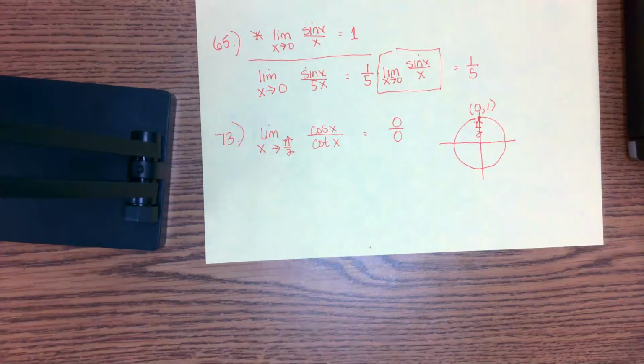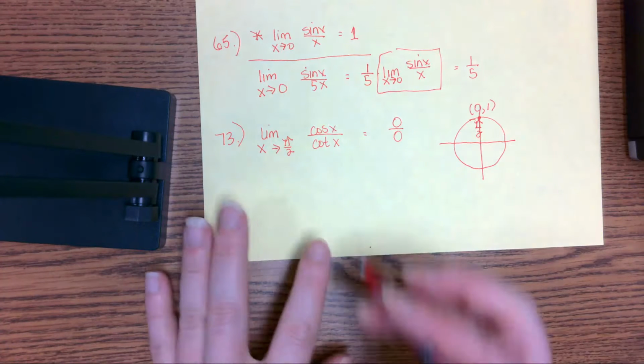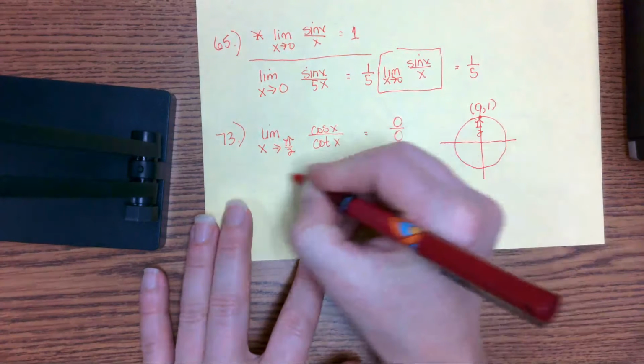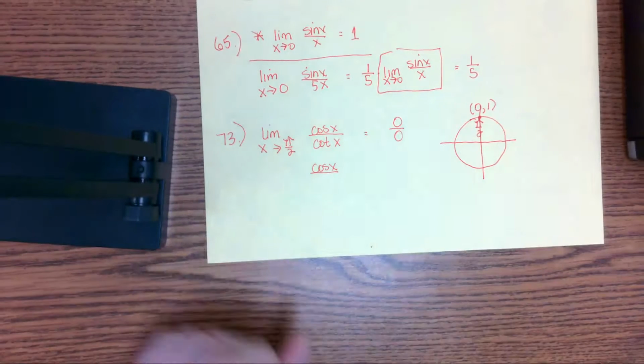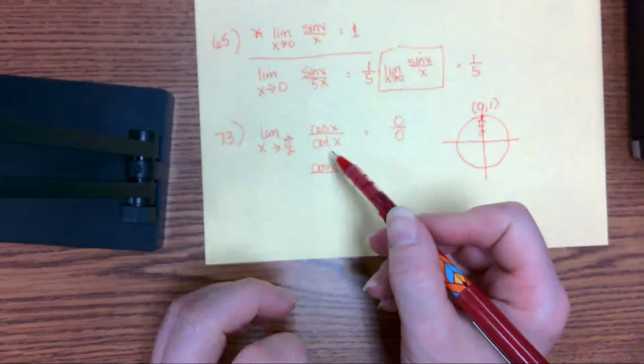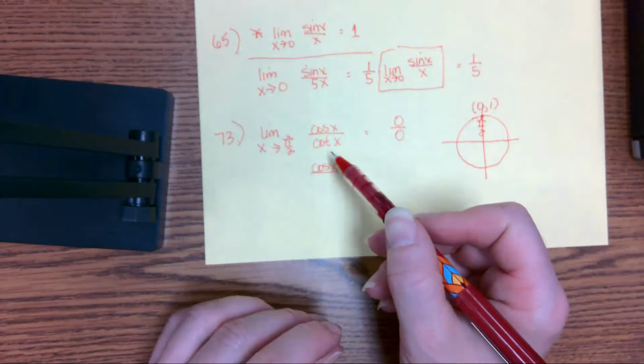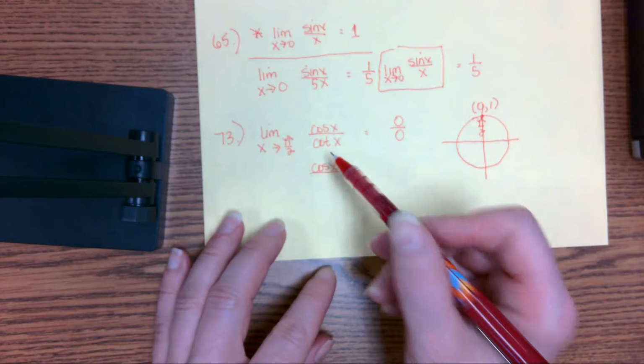All right, so here's what I'm going to do. Anytime I want to simplify and I see cotangent or tangent, I want to try to rewrite it. So remember how I said it's cosine over sine? Okay.